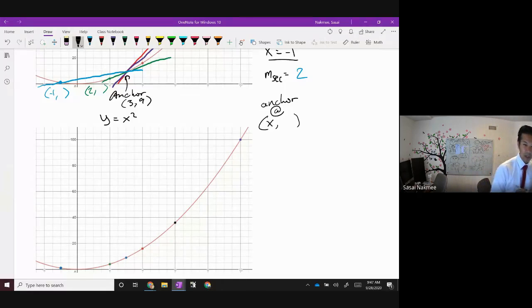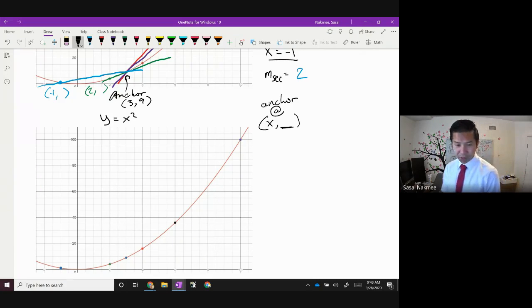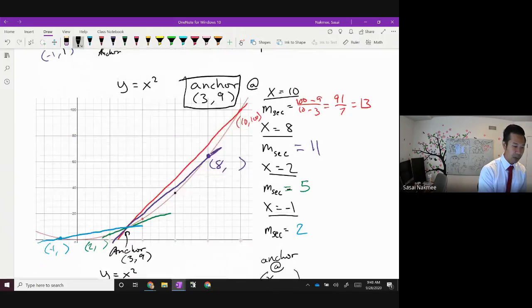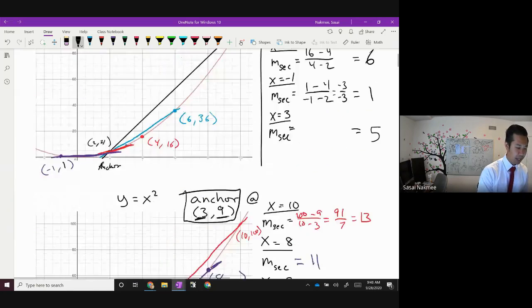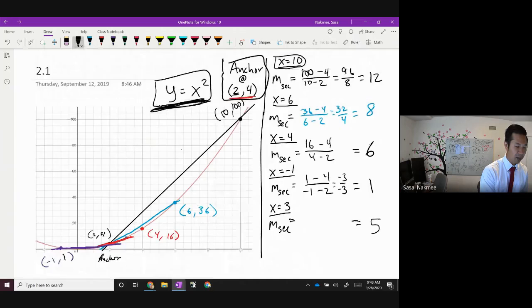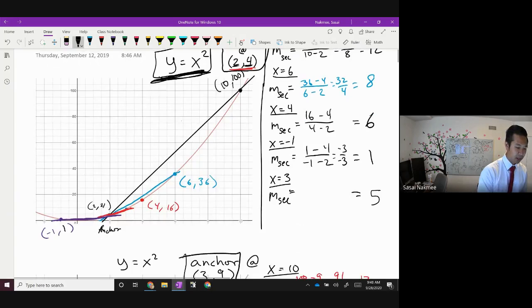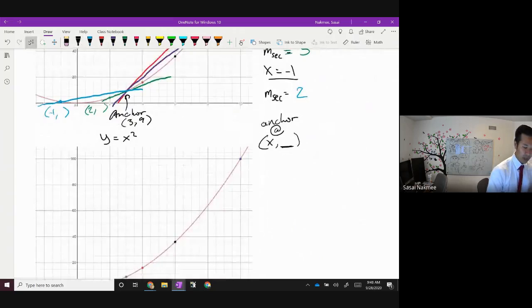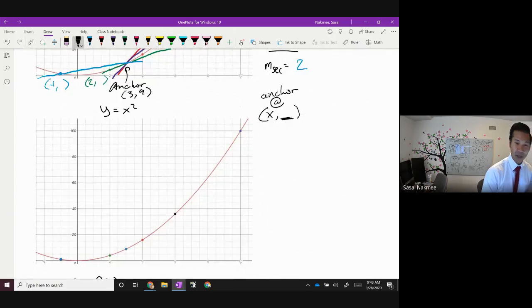Do you know what the y value would be for this anchor point? If my x value is x, what would my y value be? Don't just say y. Give it to me in terms of x. Last time my anchor point was at 3, that's my x value, and my y value was 9. And the one before that, my x value was 2, so the y value of that anchor point was 4. Looking at that, if my anchor is at x, what is my y value going to be? A couple people already answered. Beautiful, Monica and Brian. It is going to be x squared.